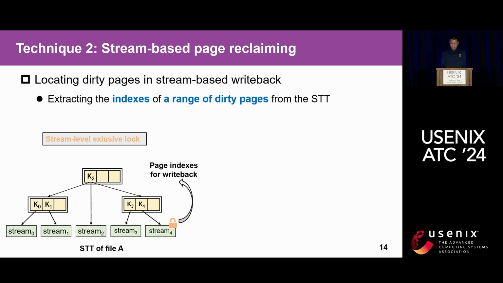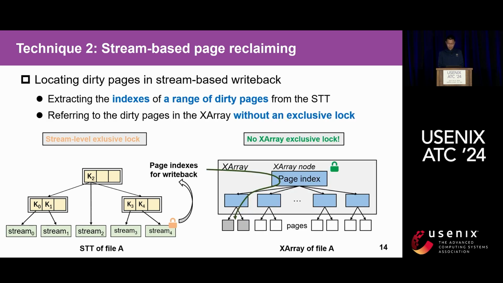During the writeback, the reclaiming thread needs to refer to each dirty page for writeback. It involves two steps in StreamCache. Firstly, a range of dirty page indexes is extracted from the STT at the stream granularity. This only incurs an exclusive lock on the relative stream. Secondly, each dirty page is referred to on the X-array with its page index. In StreamCache, as the X-array no longer maintains dirty states, no X-array exclusive lock is required during the writeback.